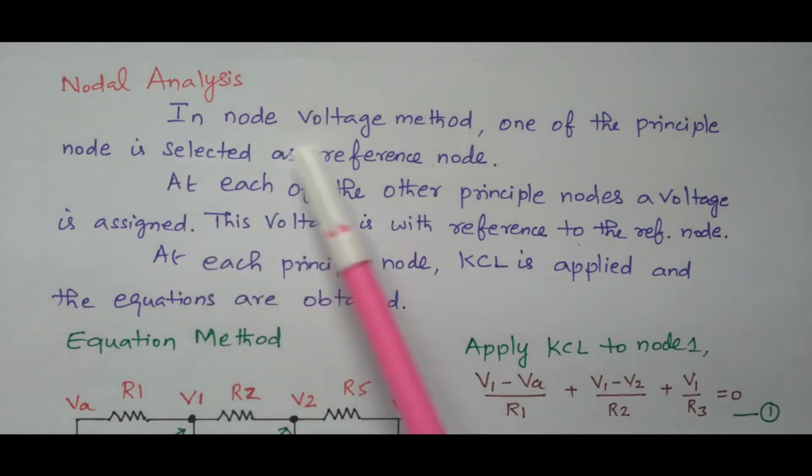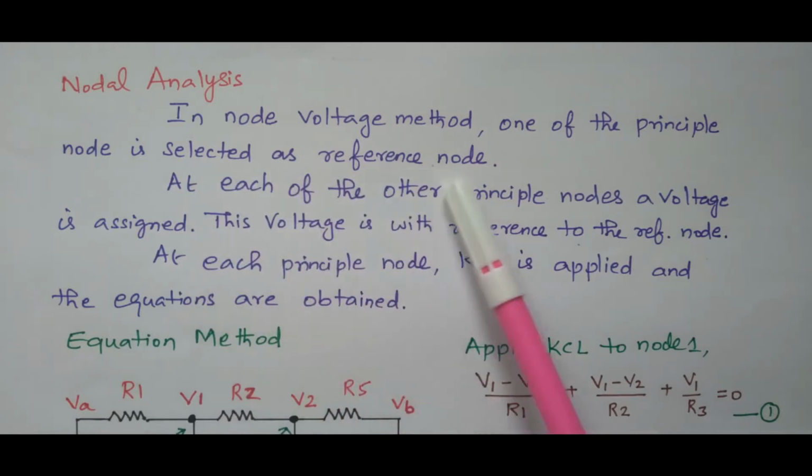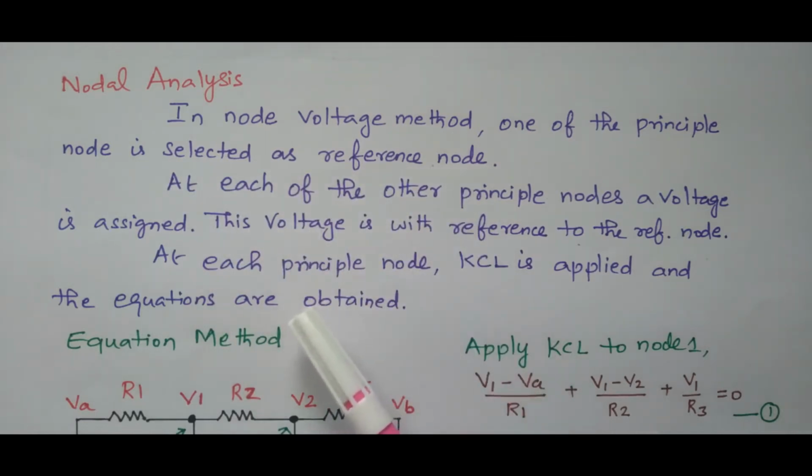In the node voltage method, one of the principal nodes is selected as a reference node. The common point is selected as the reference node. For all other principal nodes, a voltage is assigned. This voltage is with reference to the reference node.